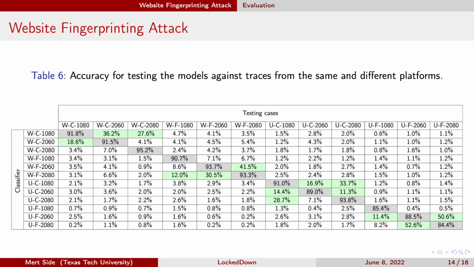This table shows models tested against traces collected under different settings. While most of the results show that cross-setting prediction is similar to random guessing, some entries that are highlighted in the table interestingly show the opposite.